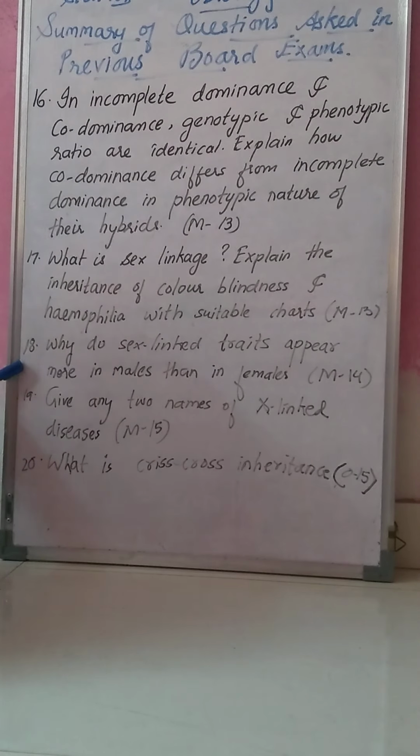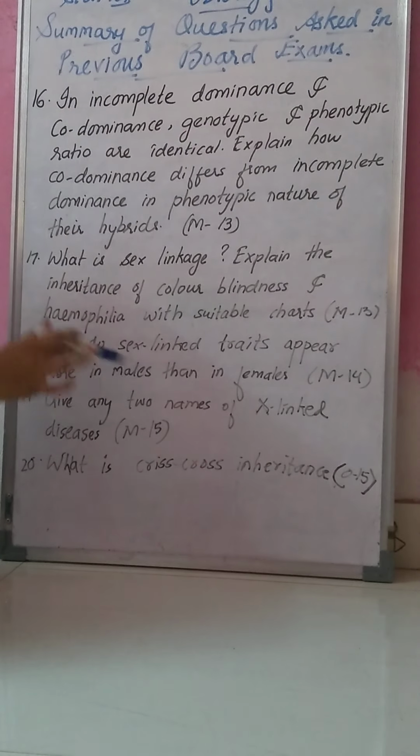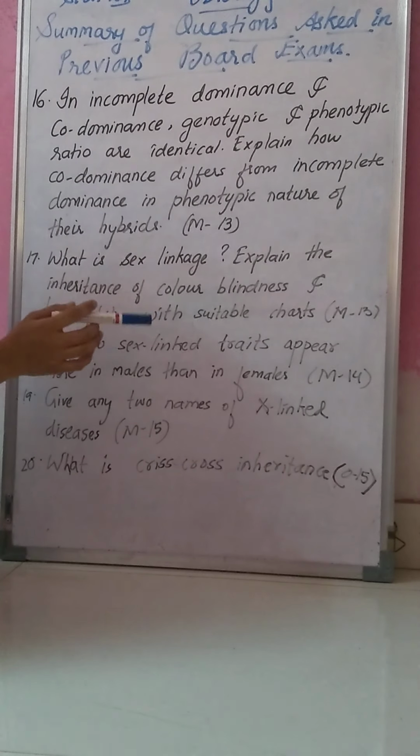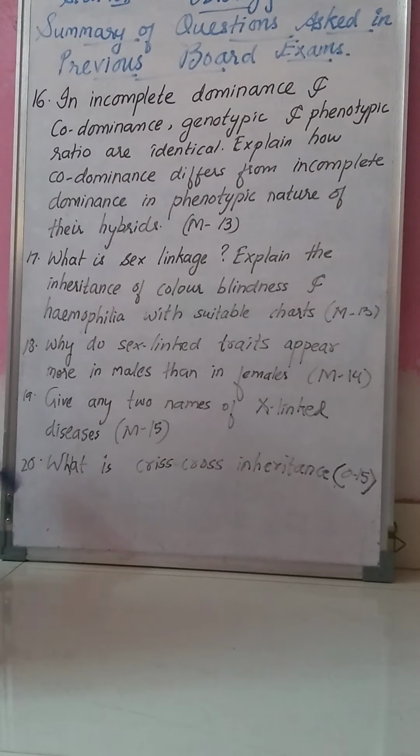Then question number 18. Why do sex-linked traits appear more in males than in females? You have to explain why the traits appear more in males. Because females have two X chromosomes and males have only one X chromosome, and then you have to explain. This question was asked in March 2014.